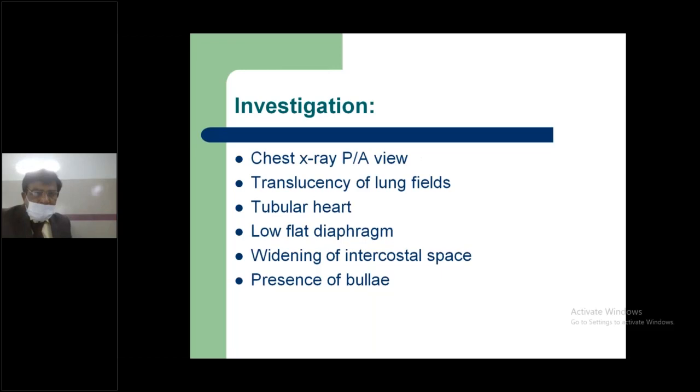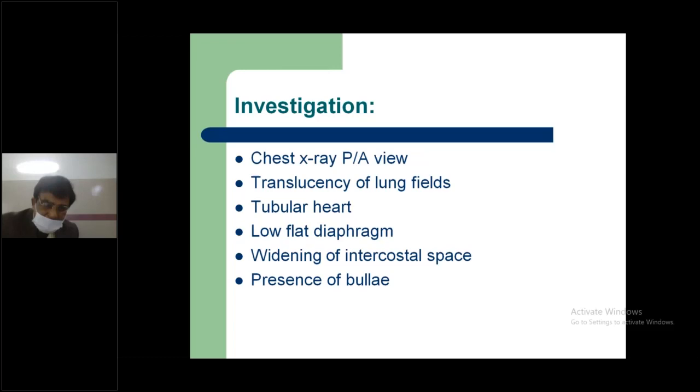Now investigation. Chest X-ray in emphysema, you will get translucent lung shadow. Blackening of the lung tissue due to entrapment of the air. It is called translucent lung field. Tubular heart shadow will be reduced, tubular.